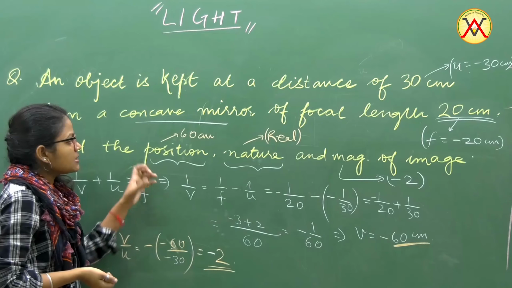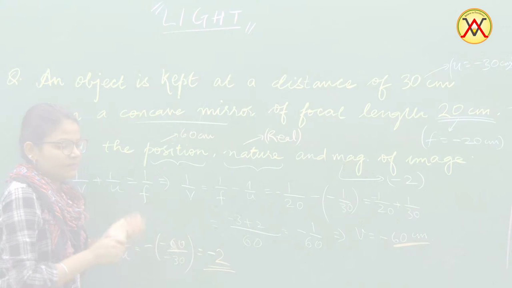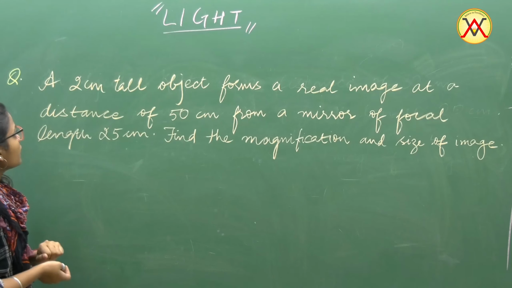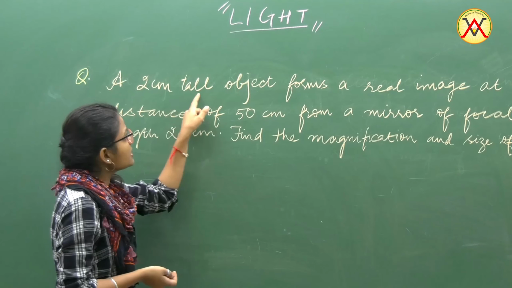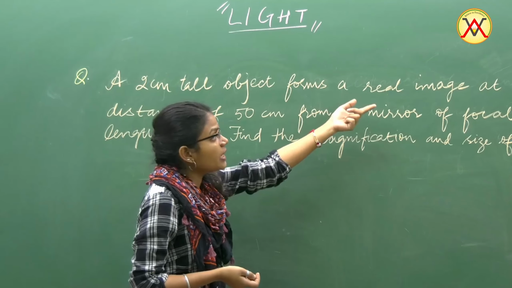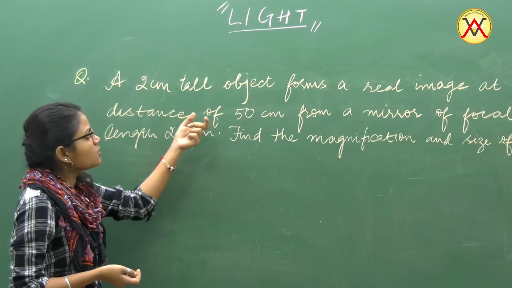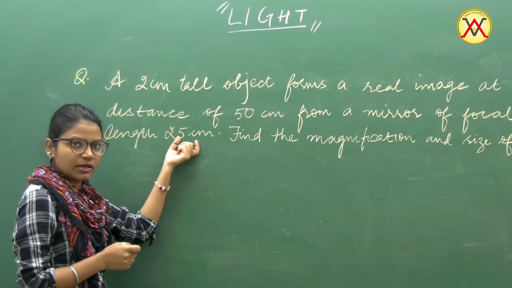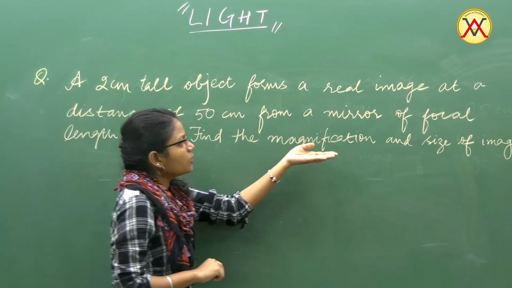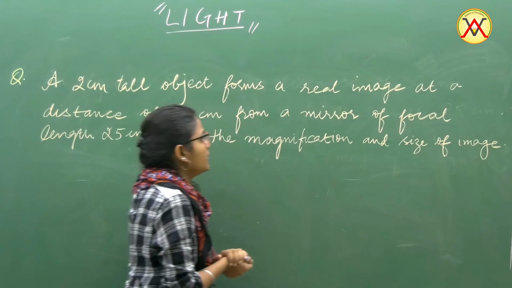Alright, let us discuss another kind of question. Let's suppose we have another set of questions where we are given the height of the object. A 2 cm tall object forms a real image at a distance of 50 cm from a mirror of focal length 25 cm. We need to find out the magnification and size of the image.